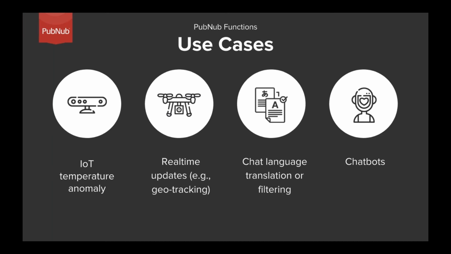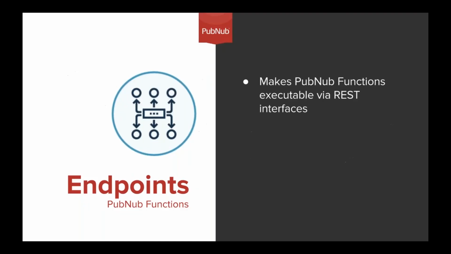PubNub is a very strong platform for chat applications, and PubNub Functions are a very easy way to incorporate language translation or explicit content filtering into your chat applications. And my favorite part, PubNub Functions are a great home for chatbots. This is mostly because Functions are backed by a real-time network PubNub operates, which promises a quarter-second latency around the globe.